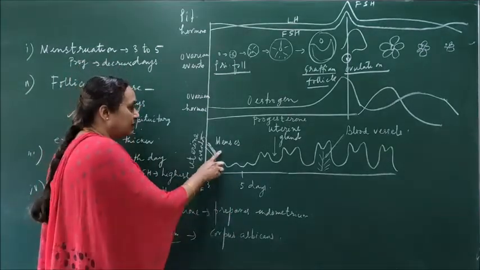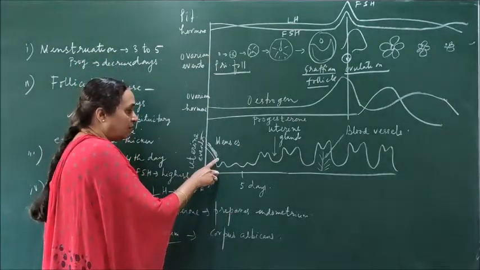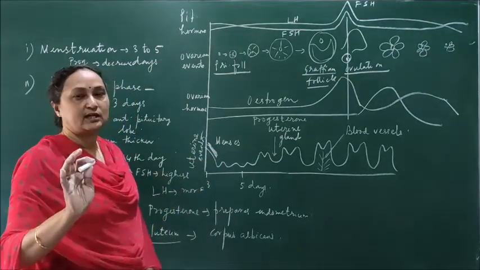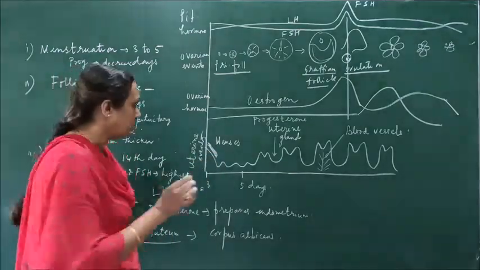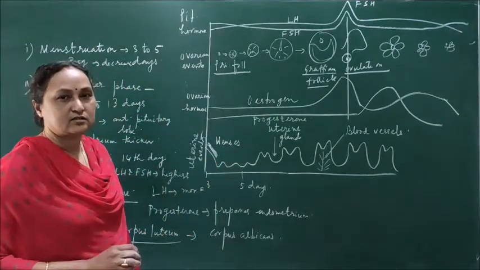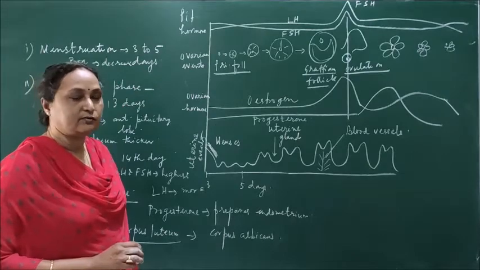Because here you can find out in the first phase the amount of progesterone decreases. I told you there are two hormones, one is the estrogen, another is the progesterone. So during this phase you can find out the amount of progesterone will decrease, so that there will be menstrual flow.